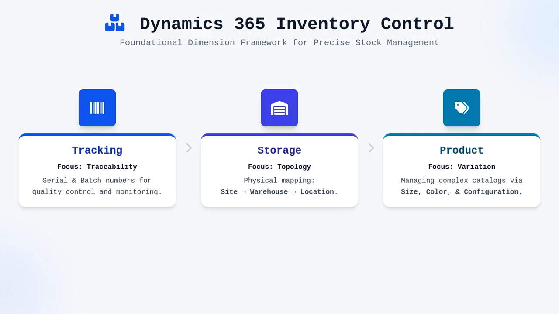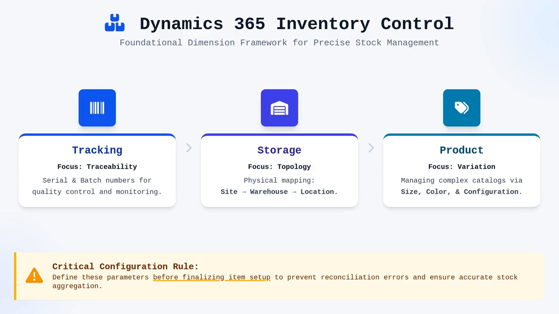These dimensions act as the foundational metadata for every inventory transaction, dictating how the system groups and stores data. When you configure these dimensions, you are essentially setting the rules of engagement for the entire supply chain. Without a coherent dimension structure, the system cannot accurately aggregate inventory levels or perform precise stock movements. It is therefore vital to define these parameters before finalizing your item setup to avoid significant reconciliation issues later. Relying on default dimensions simplifies daily operations, though you should always ensure that your choice of dimensions aligns with your specific industry requirements.